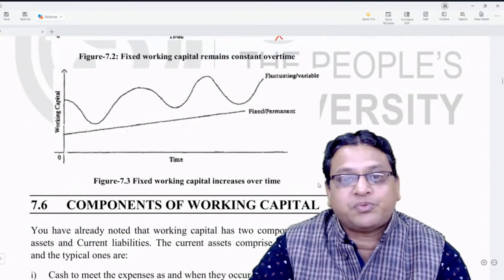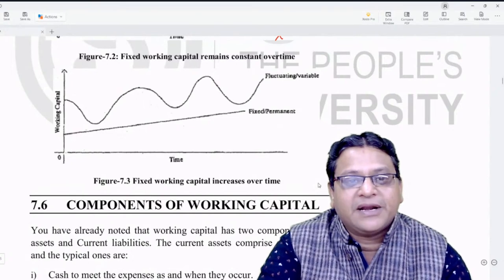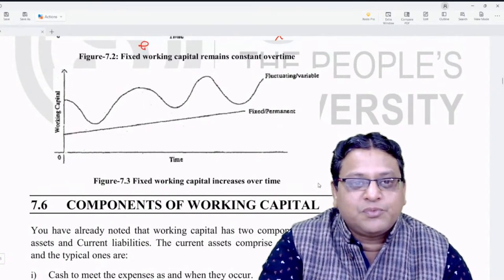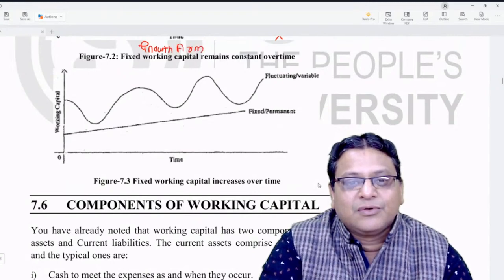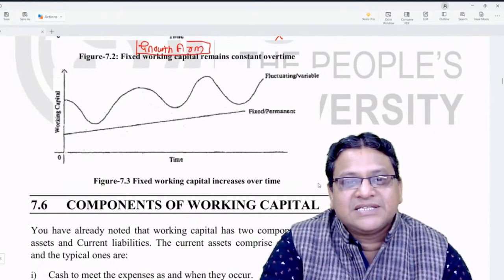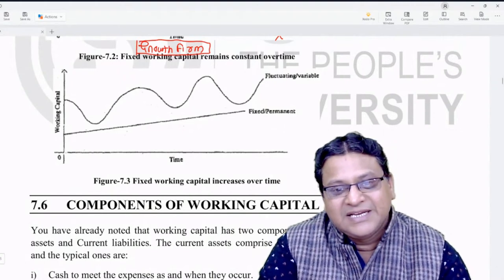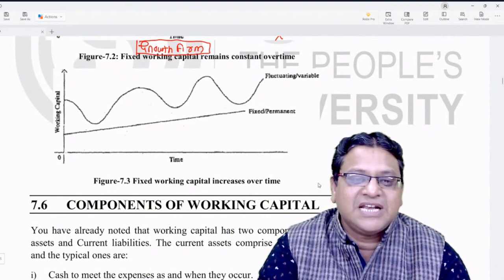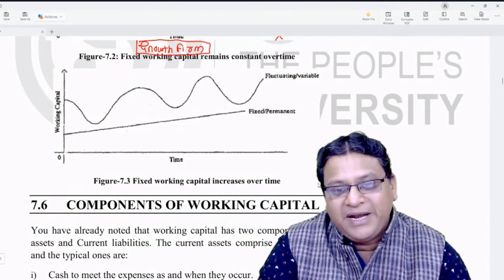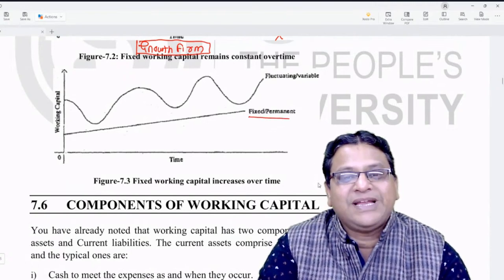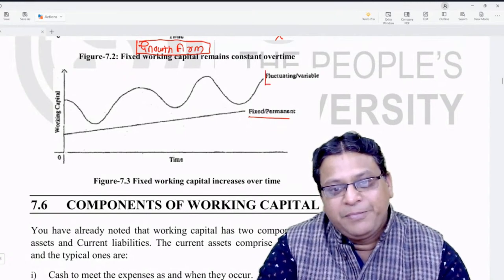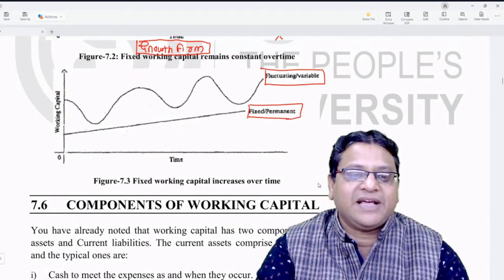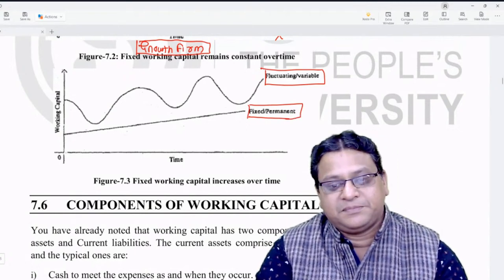In case of a growth firm, how will the diagram be? What is a growth firm? A growth firm is a firm where there is a growth rate in the sales. If the growth rate increases year after year, and the sales figure increases, its permanent working capital will also increase. And the temporary working capital will be over and above the permanent working capital. This is the diagram of a growth firm.